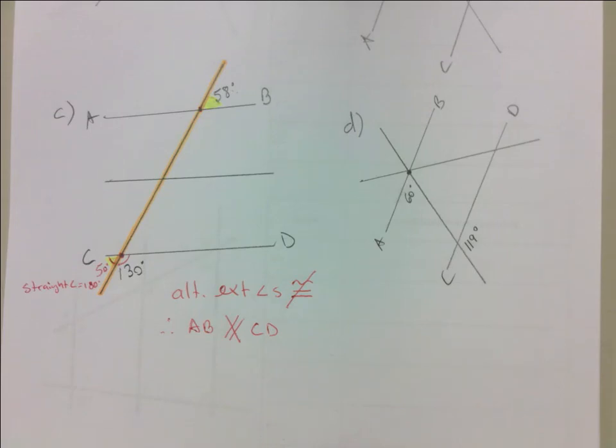So here we had to do a little bit of extra work. We had to go into our toolkit. Toolkit is what? Triangle, four-sided, vertically opposite, straight angles. Those are our toolkit angles that we can go and get.